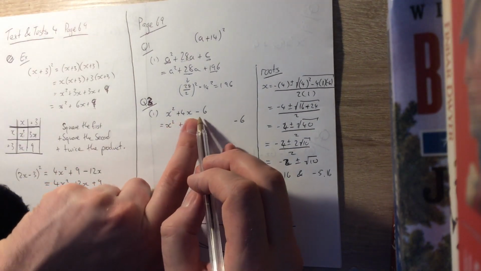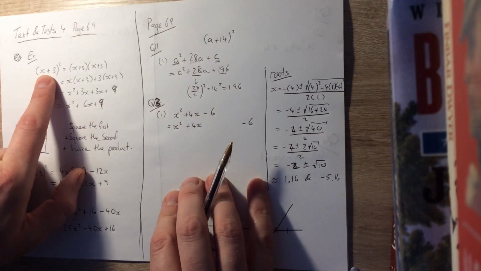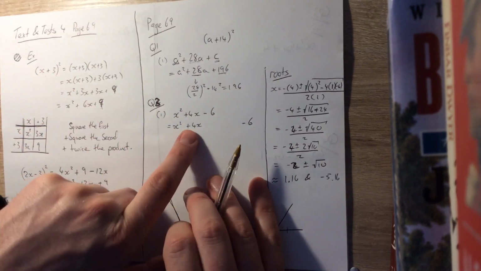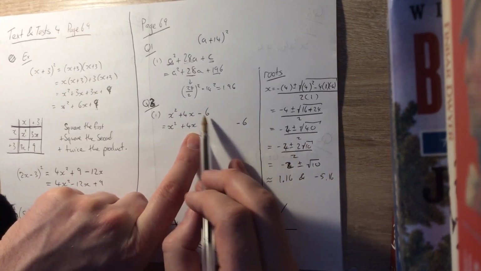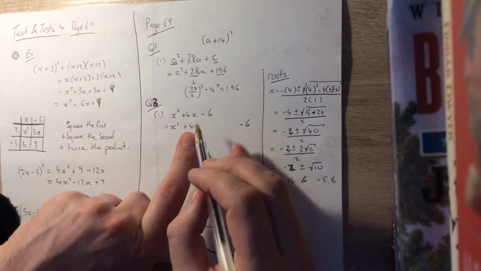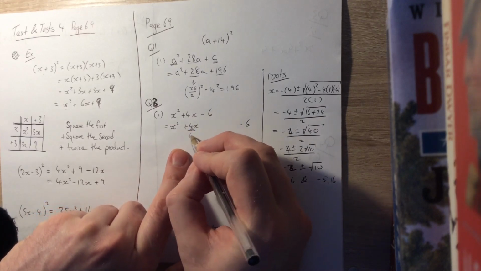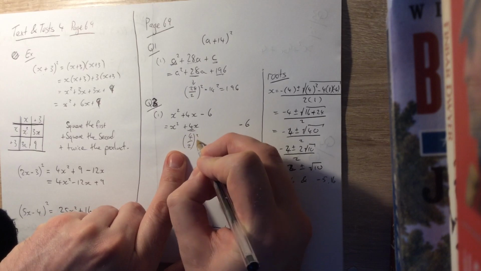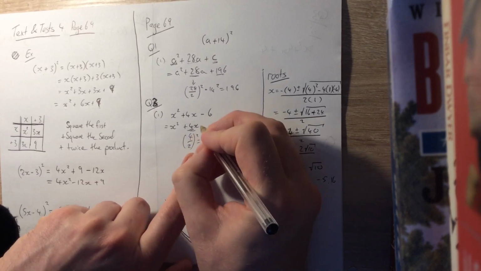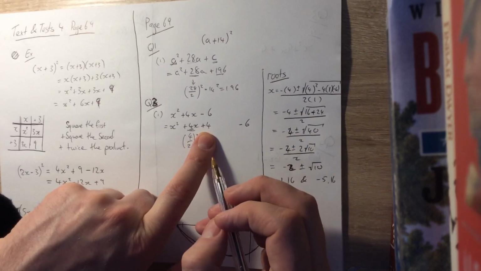So x squared plus 4x minus 6 is not a perfect square. You can't write that in this form here, something just squared. What you can do is say, well, if I move that minus 6 over here, I'd say, well, if I wanted a perfect square, I'd want half of this number squared. Okay, so 4 over 2 squared, which is going to be 4 itself. So if I put a plus 4 in there, then I'll have a completed square.